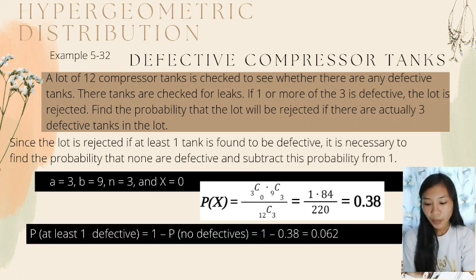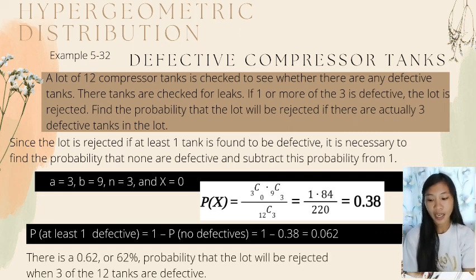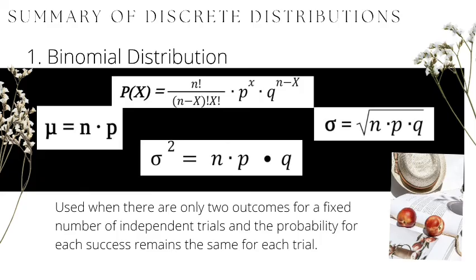Hence, probability of at least 1 defective is equal to 1 minus probability of no defective, which is equal to 1 minus 0.38, which is equal to 0.62. There is a 0.62 or 62% probability that the lot will be rejected when 3 of the 12 tanks are defective.